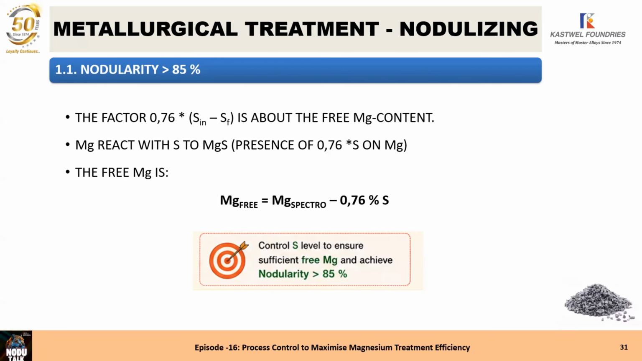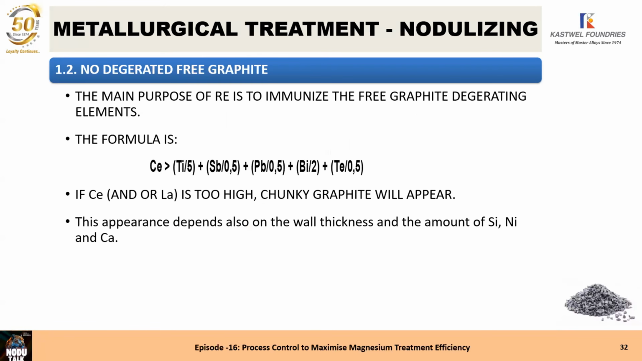Control the sulfur level to ensure sufficient free magnesium and achieve the required nodularity of 85% and above. We should not have any degenerate graphite in our structure. The main purpose of rare earth is to immunize against the graphite degenerating effects.